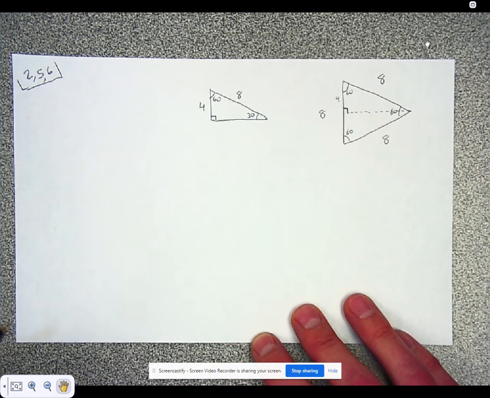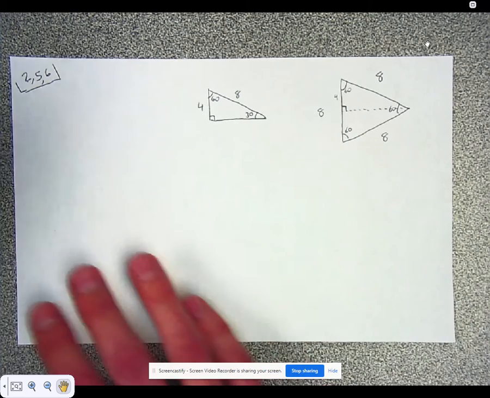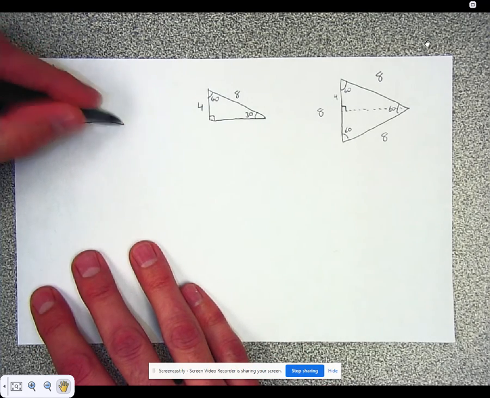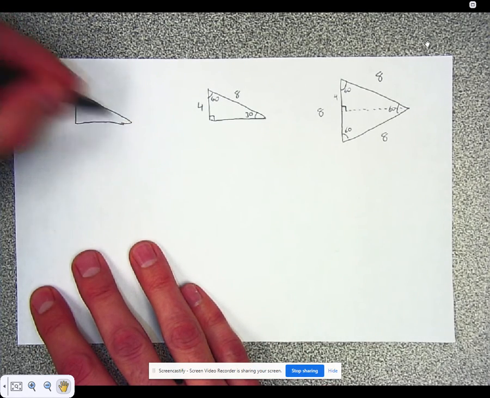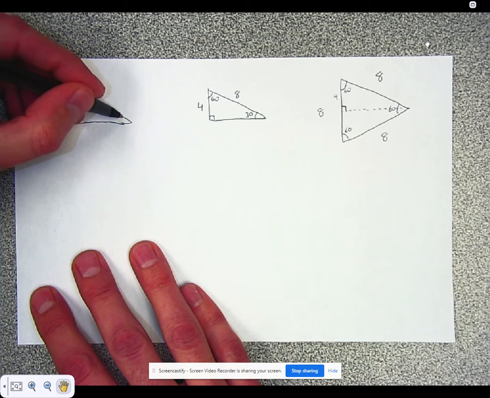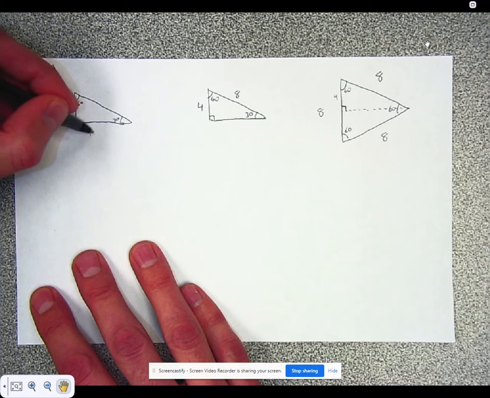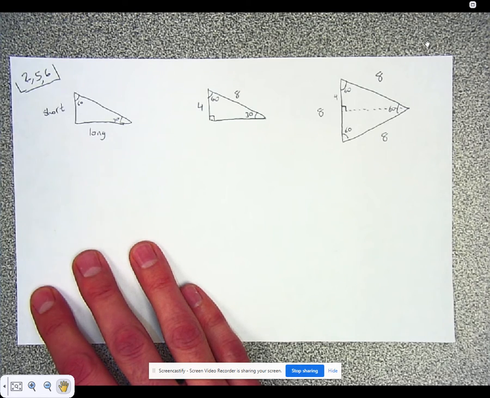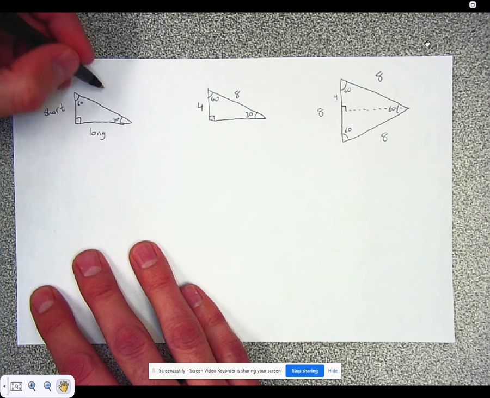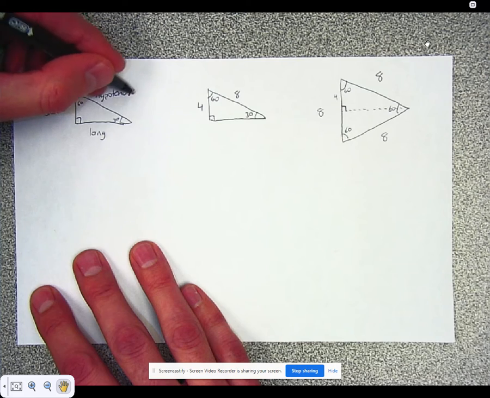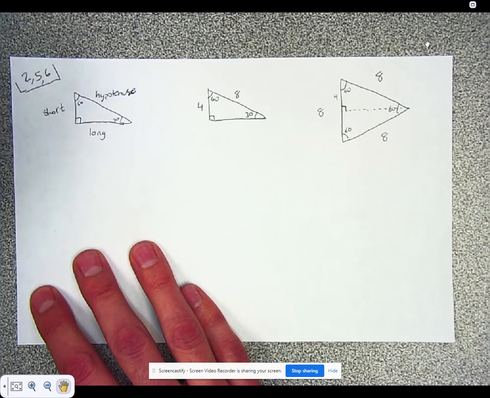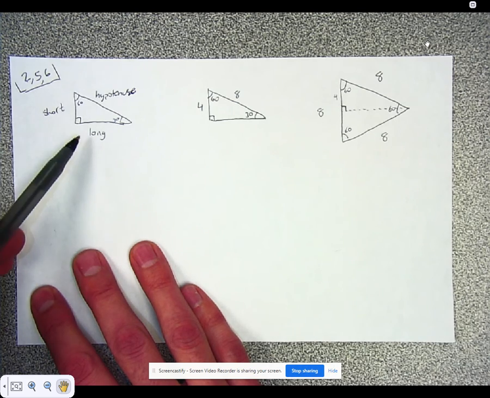And one relationship we can see right away is that on the general 30, 60, 90 triangle, 60, 30, there's a short side, there's a long side. When I say side, I should really be saying leg. There's a short leg, a long leg, and there's the hypotenuse. So those are the 3 sides of the triangle: short leg, long leg, hypotenuse.